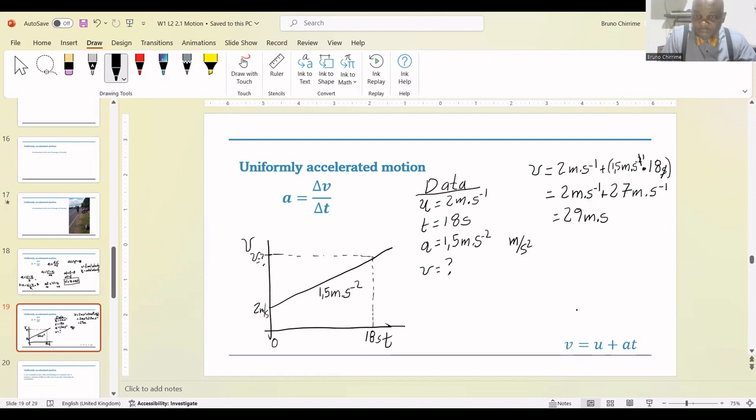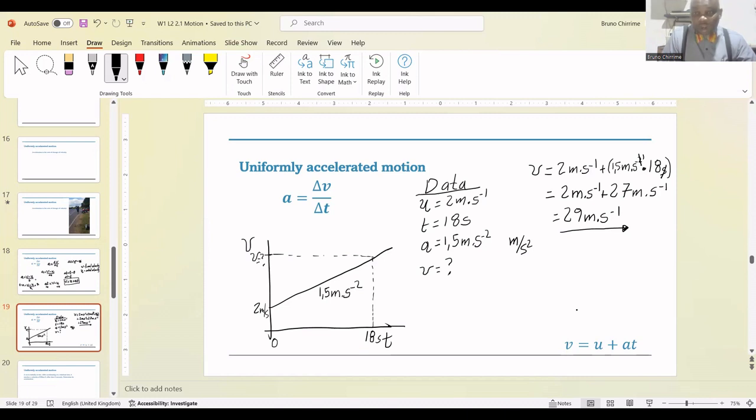So there you have acceleration taking place in 18 seconds, a change in v from 2 meters per second all the way to 29 meters per second. That is acceleration for you. And then you have just applied the second equation of motion, uniformly accelerated motion. Let's do an example, a formal example.